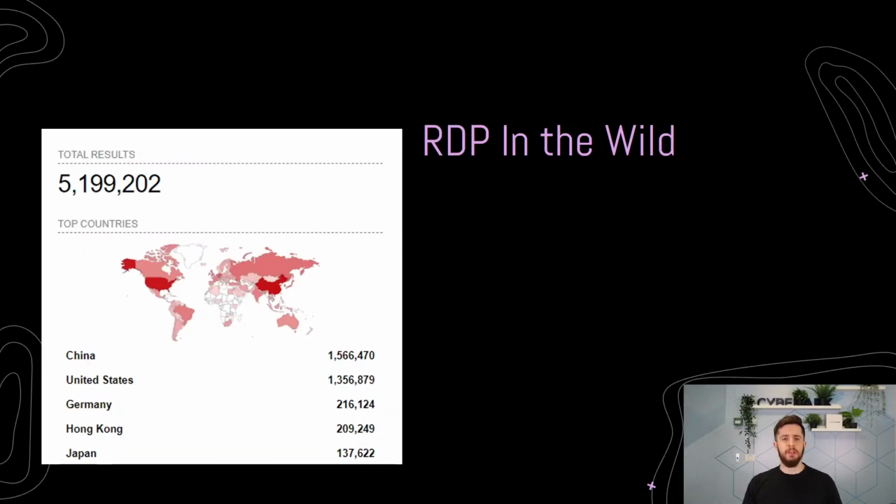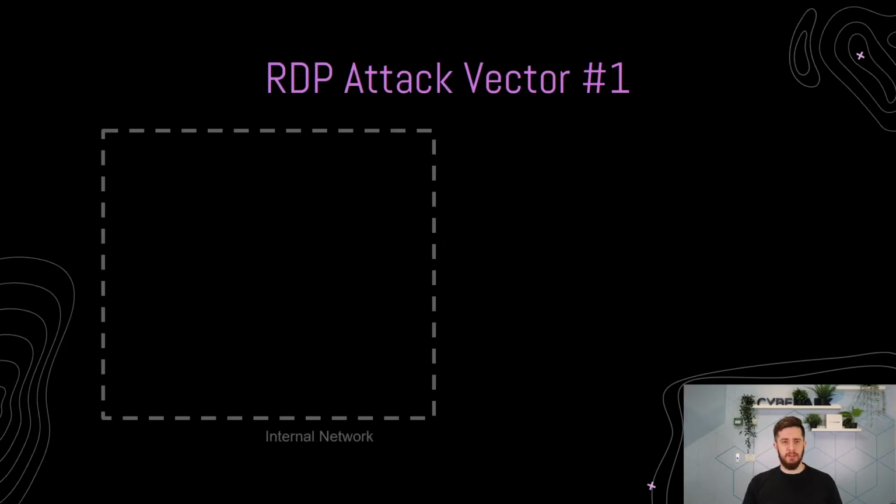Using a simple Shodan query, we see that there are more than 5 million RDP servers exposed to the internet alone. And as you may imagine, there are probably plenty more behind firewalls and inside internal networks. It is clear that RDP is widely used by Windows users. So how can this serve an attacker? Mainly, there are two attack vectors.